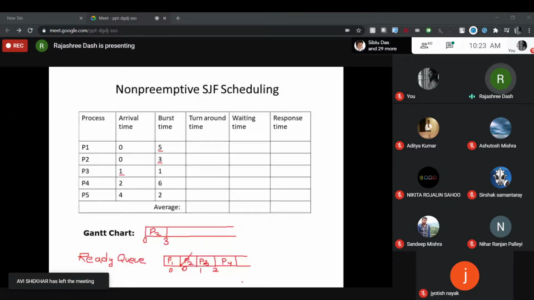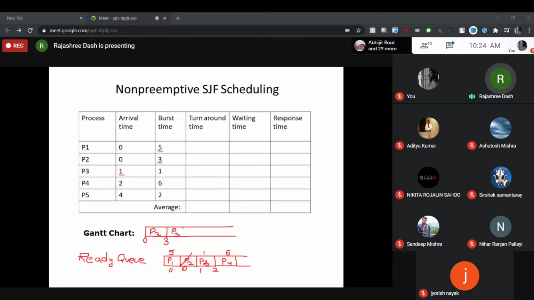What will the scheduler do? Out of these 3 processes, P1, P3, P4, it selects the process having the smallest burst time. What is the burst time for P1? It is 5. For P3, it is 1. For P4, 6. So which process will be selected by the scheduler? P3. So after P2, it is P3 which will start its execution.